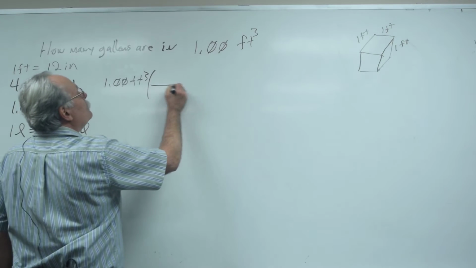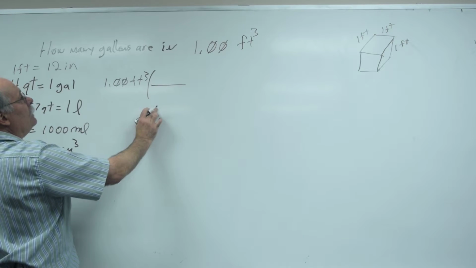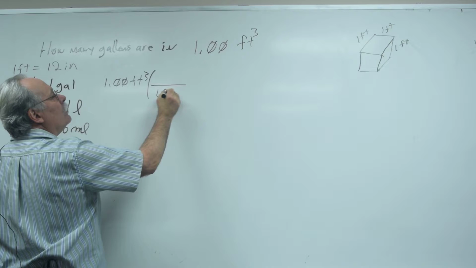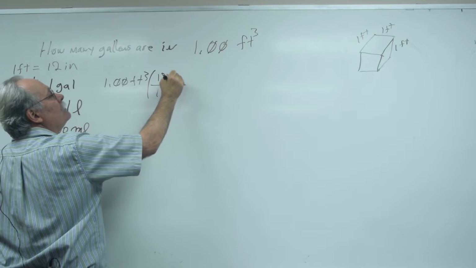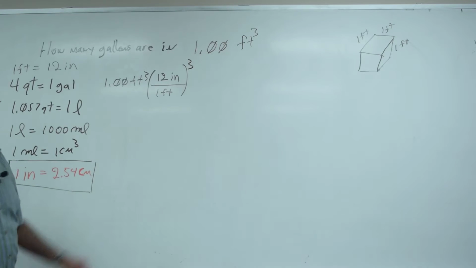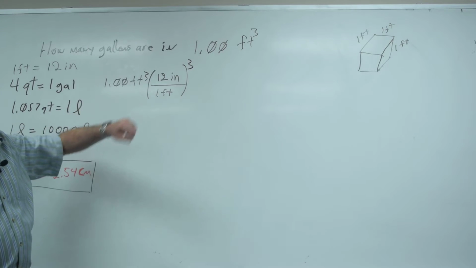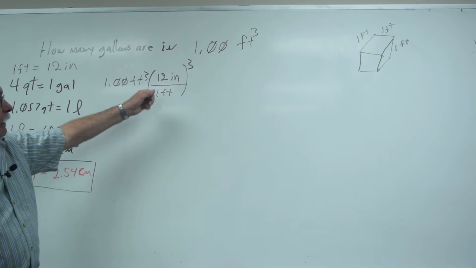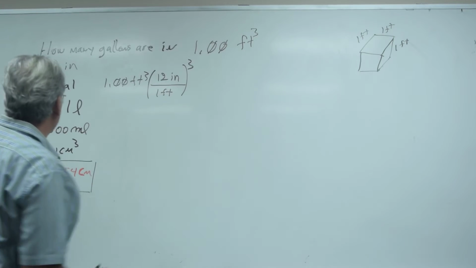So I want to convert my foot cubed to centimeters. I know that 1 foot, to inches, has 12 inches, but I must cube this. Now pay attention to that. So I'm not multiplying by 12, I'm multiplying by 12 times 12 times 12. Use the cube function on your calculator.